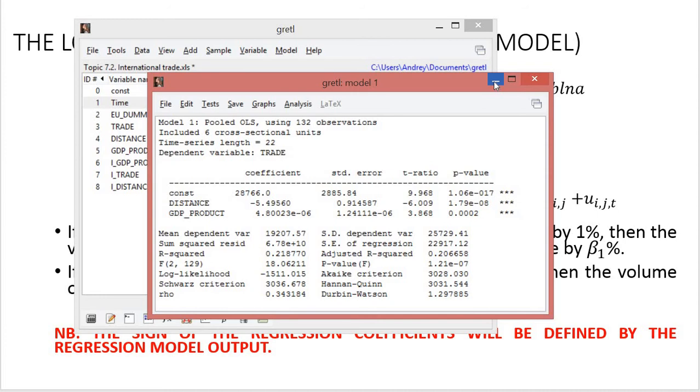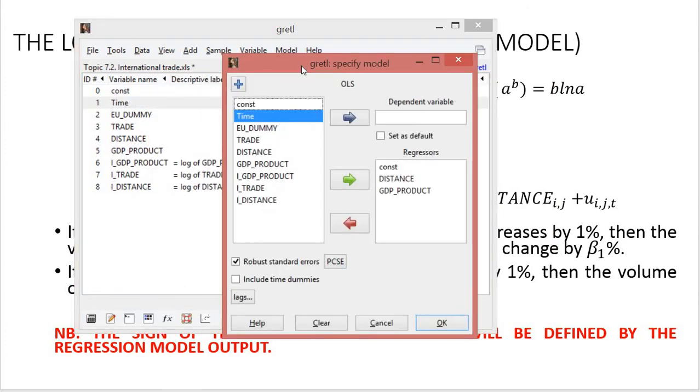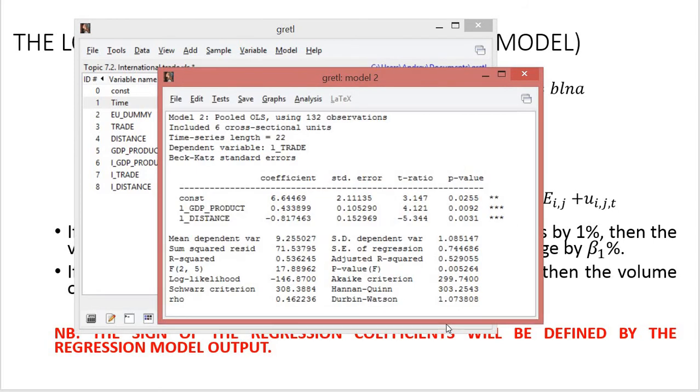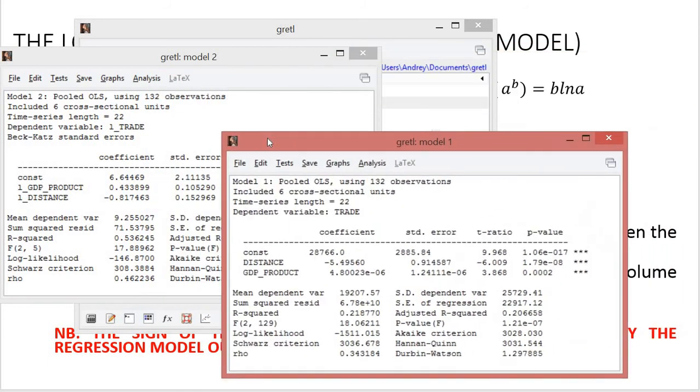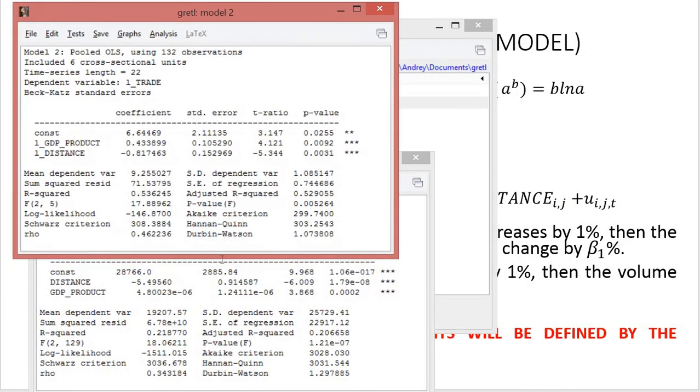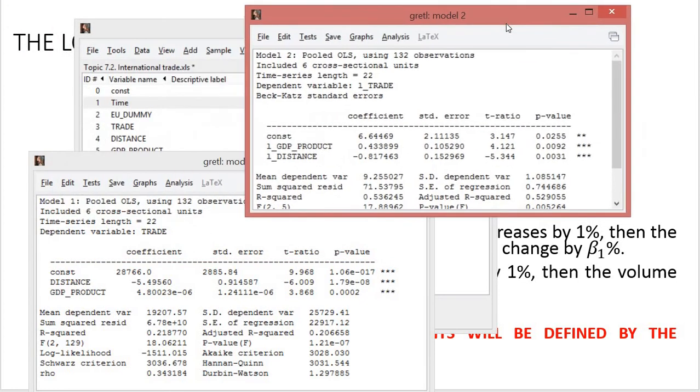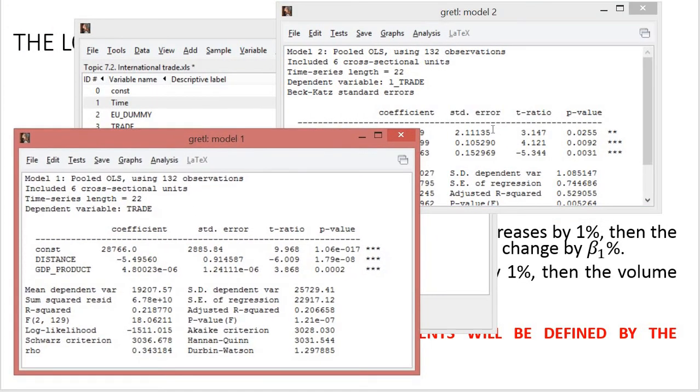So I would say that the output is pretty decent. We will forget about this model for a second, and we will run another one now using the natural logarithms. So this is straight GDP product and distance. Okay, here we are. The output is still pretty similar.